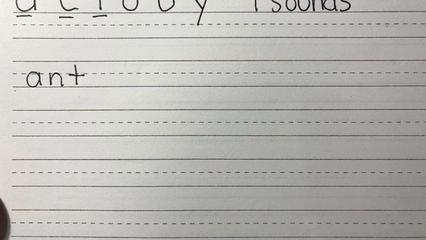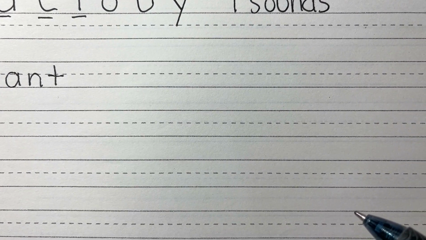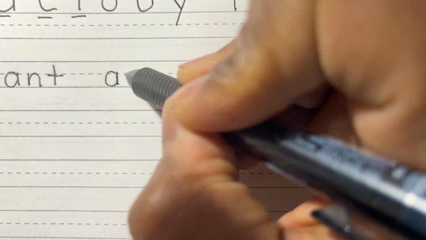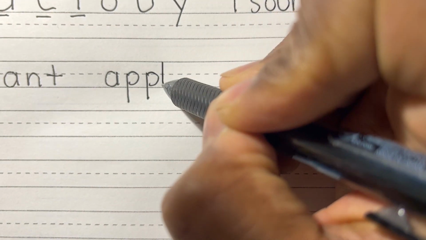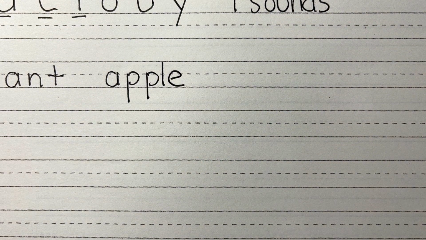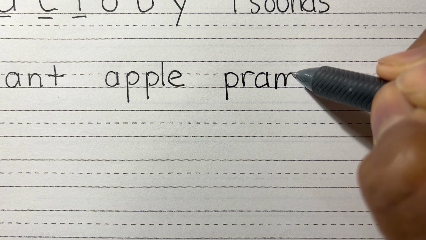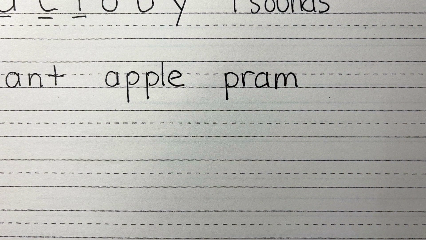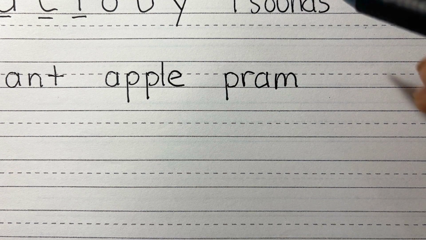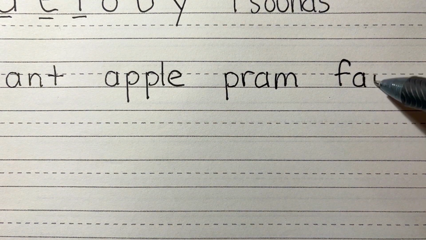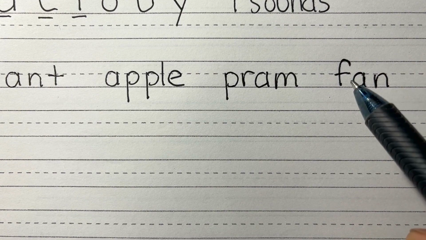So, the first sound is going to be ah. I want you to say it with me, ah. An example, we have ant. The next one we have is apple. And then the next one we have is pram. And the next one we have is fan.